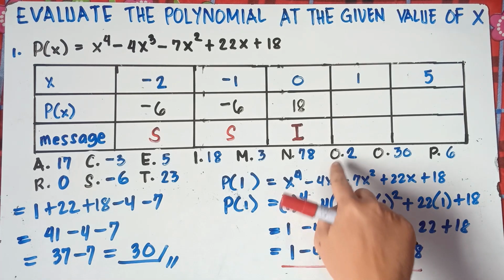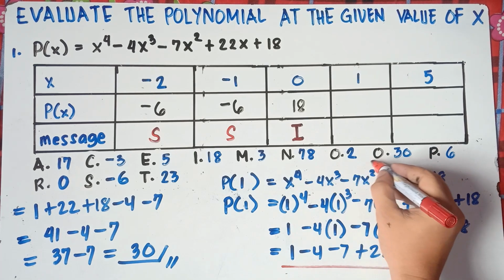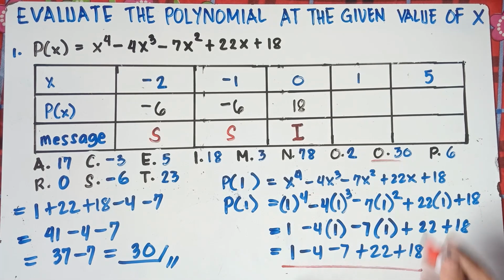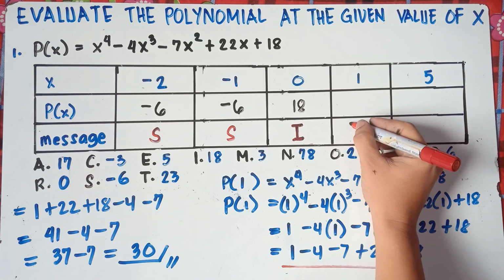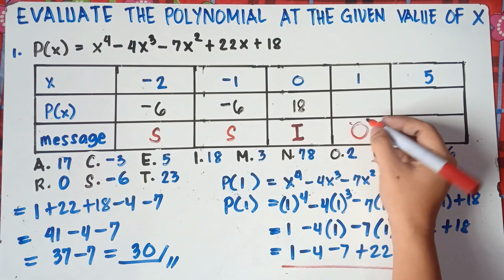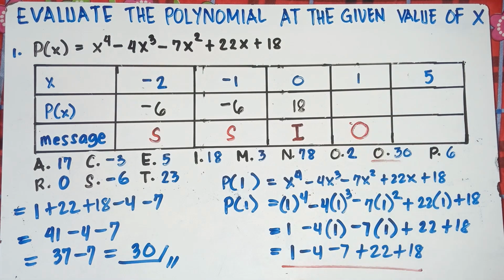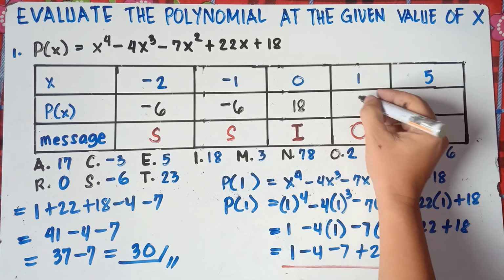So we have two O's. O is positive 2 and O is positive 30. So this O, class, we will choose this O. So 30. Oh, sorry. This is letter O. So we have the message SSIO. And then the answer is 30.